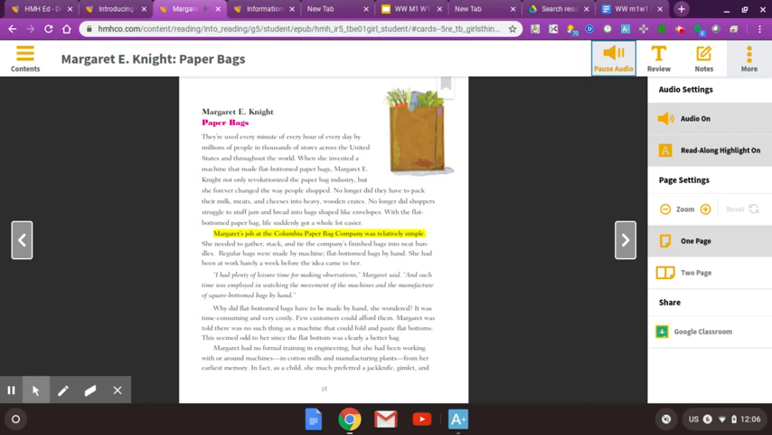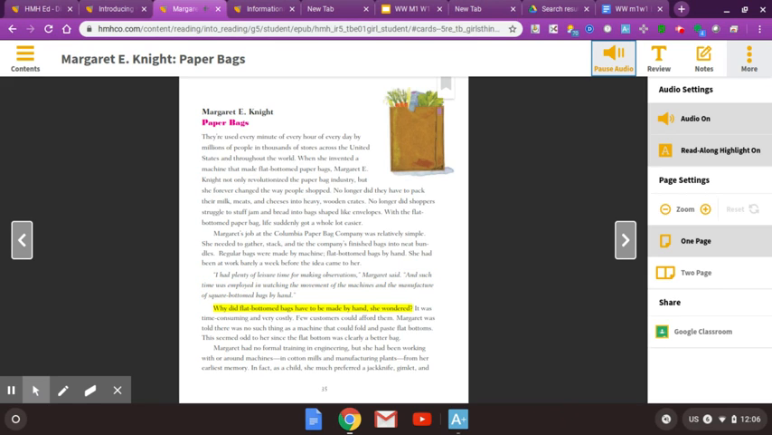Margaret's job at the Columbia Paper Bag Company was relatively simple. She needed to gather, stack, and tie the company's finished bags into neat bundles. Regular bags were made by machine, flat-bottomed bags by hand. She had been at work barely a week before the idea came to her. I had plenty of leisure time for making observations, Margaret said, and such time was employed in watching the movement of the machines and the manufacture of square-bottomed bags by hand.